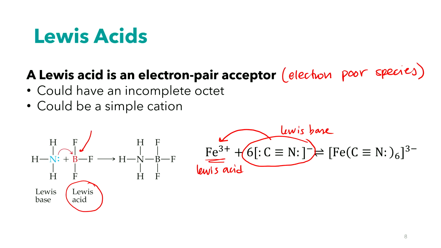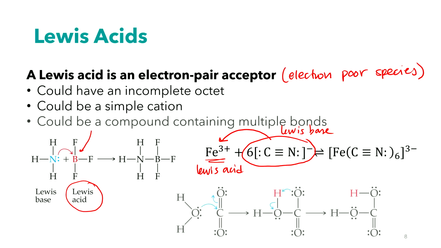And then the last type of Lewis acid category that we have that is not one of our Bronsted-Lowry acids is a substance that has multiple bonds. What do I mean by multiple bonds? Like double or triple bonds.